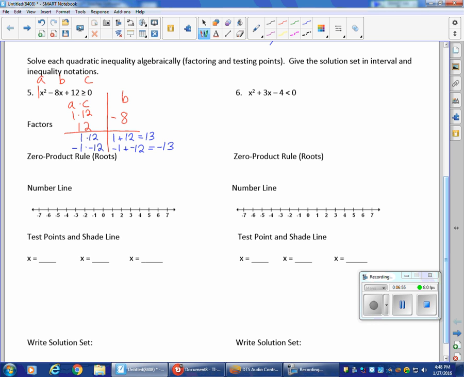So maybe the next one, I could try negative 2 times negative 6. So negative 2 plus negative 6, ooh, that gives me negative 8. That's good. From these two values, I can write my factored form. And so my factored form is going to look like x subtract 2 in parentheses, and x minus 6 in parentheses, and this is greater than or equal to 0.